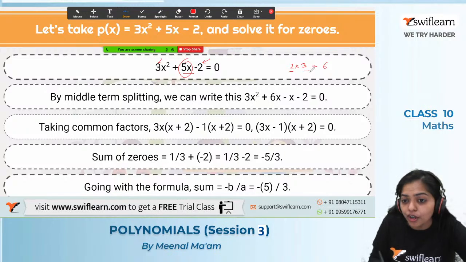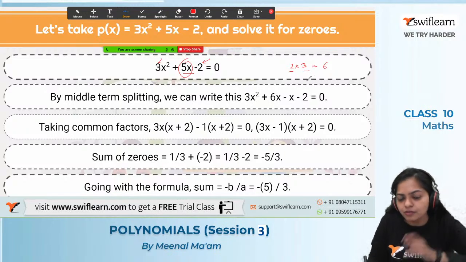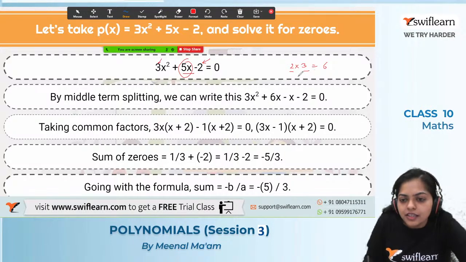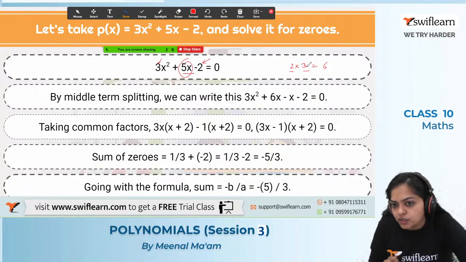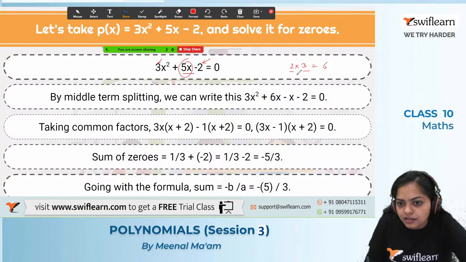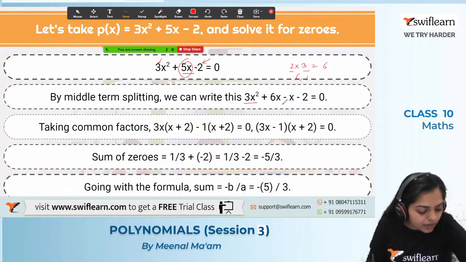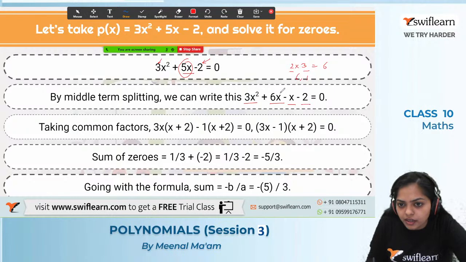2 and 3, or we will take any other thing. What do you all say? Yes, 2 and 3 will not give minus 6x square. So we will take 6 and 1, these two factors. So 6x square, 3x square plus 6x minus 2. See, if I add them, I will get 5x, and if I multiply them, I will get minus 6x square.